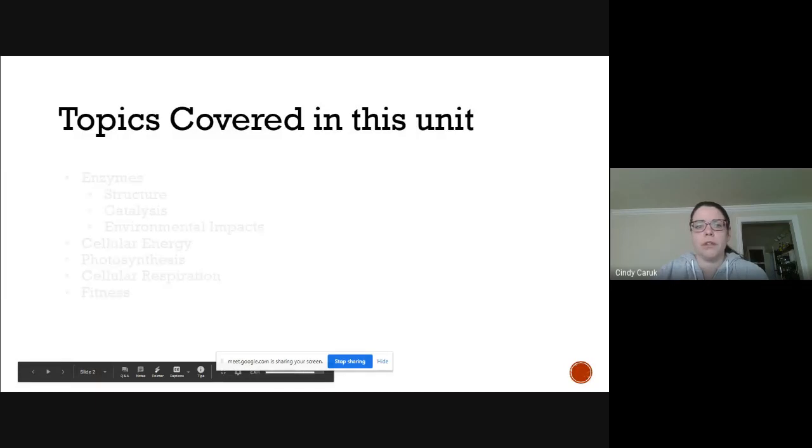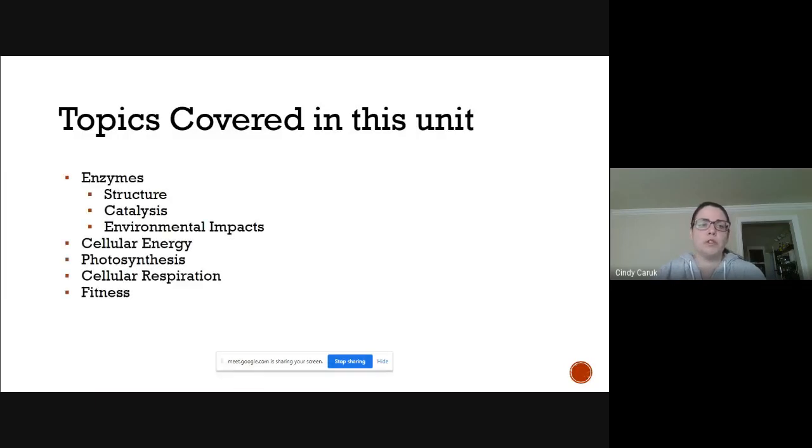The topics we're covering in this unit: we're going to look at enzyme structure, how they work, and then the environmental impacts, which we did in the enzyme lab. It's your first formal lab for me, and so you can go back and look at that. You can also, again, do the lab bench on Page School if you want to look at how else it could be done.